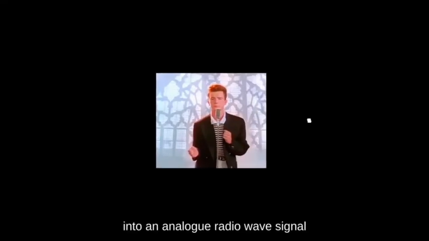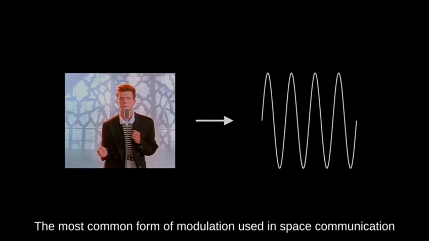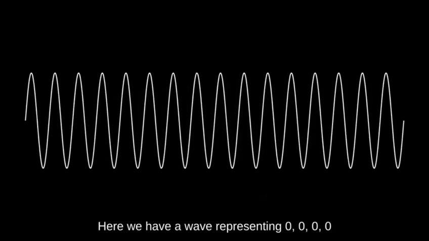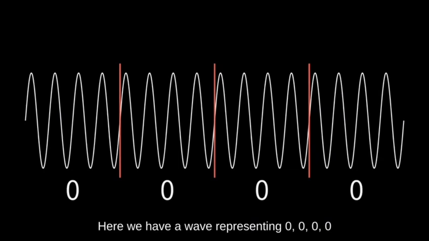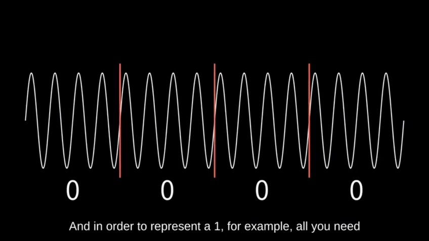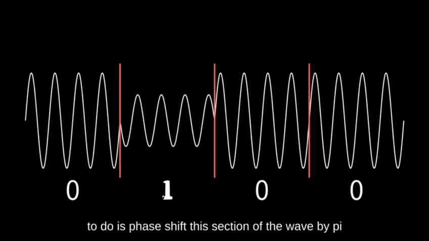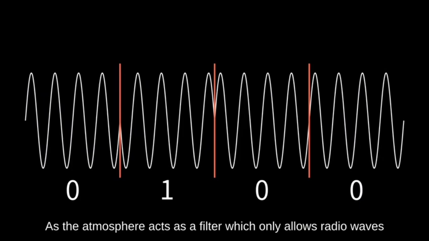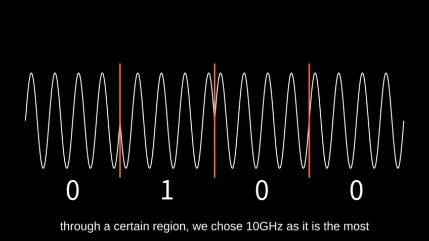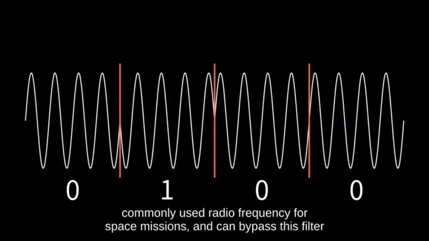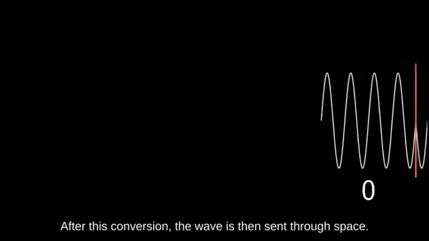The first step to this process is to convert a digital image into an analog radio wave signal. The most common form of modulation used in space communication is BPSK, or binary phase shift keying. This is a simple form of modulation where a change in a bit is represented by the phase of the signal. Here, we have a wave representing 0, 0, 0, 0. And in order to represent a 1, for example, all you need to do is phase shift this section of the wave by pi. The atmosphere acts as a filter which only allows radio waves through a certain region. We chose 10 GHz as it is the most commonly used radio frequency for space missions, and can bypass this filter. After this conversion, the wave is then sent through space.